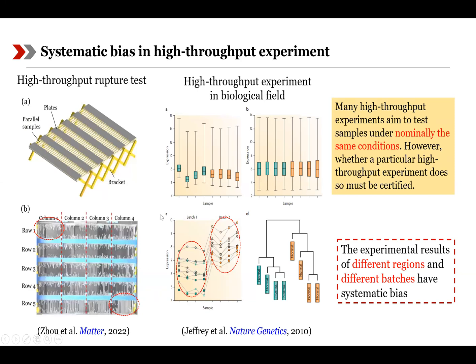A similar problem also exists in other high-throughput experiments, such as high-throughput experiments in the biological field. Subsets of the measurements have different behavior. Many high-throughput experiments aim to test samples under nominally the same condition. However, whether a particular high-throughput experiment does so must be certified.